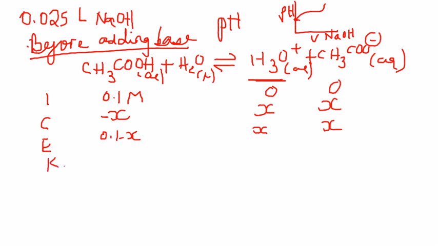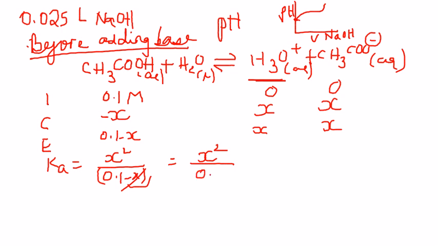So Ka is going to look like X squared divided by 0.1 minus X. And of course, you're going to use the approximation. X is really small, so you can simply say X squared divided by the initial concentration is going to give you your Ka. And Ka for acetic acid is 1.7 times 10 to the power of negative 5. So you can say that X squared is equal to 1.7 times 10 to the negative 6.